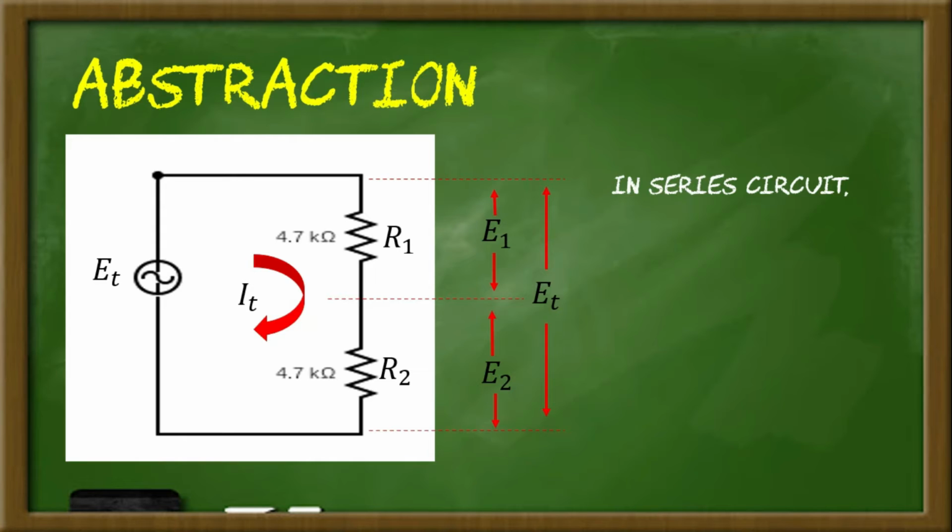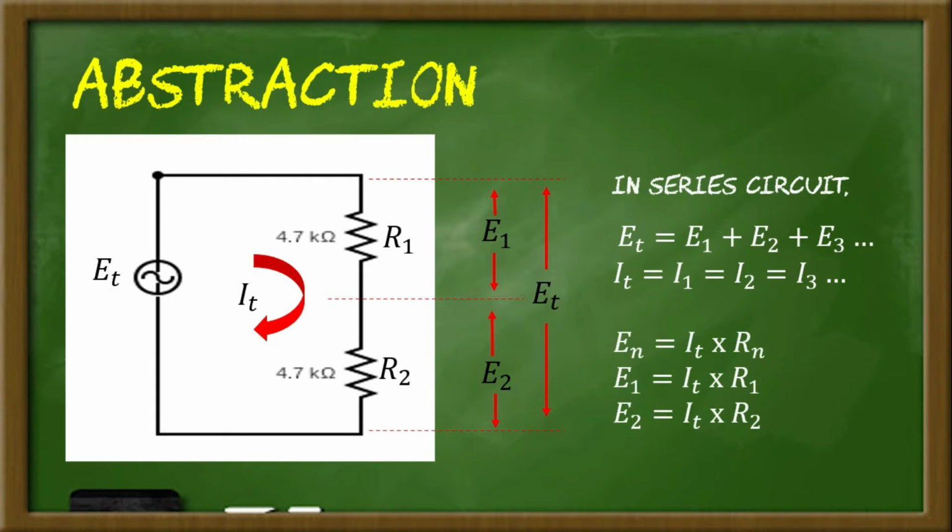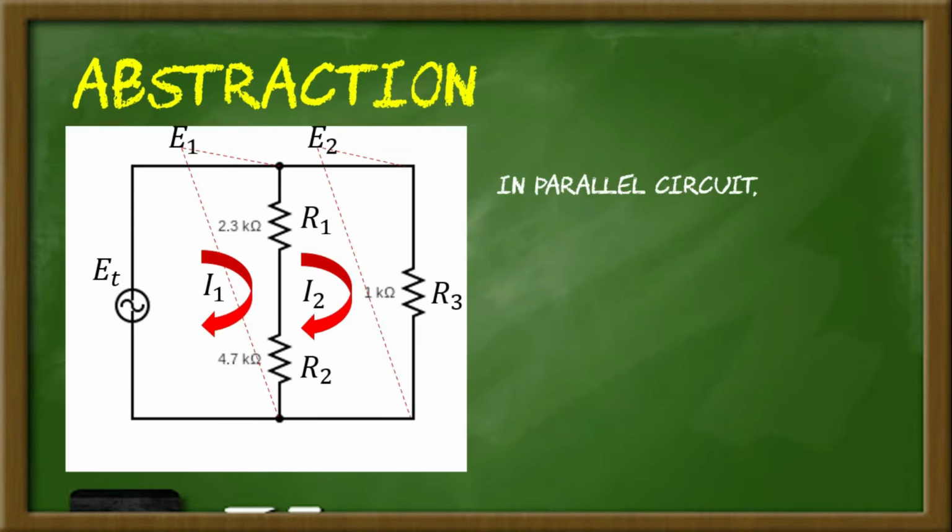Let us take a look in this series circuit. The total voltage is equal to the summation of individual voltages, while the total current is equally distributed throughout the circuit. If you want to get the value of individual voltages in series circuit, you must simply multiply the value of total current to the value of individual resistance. In parallel circuits, the total voltage is equal to the value of individual voltages, while the total current is the summation of the individual current.